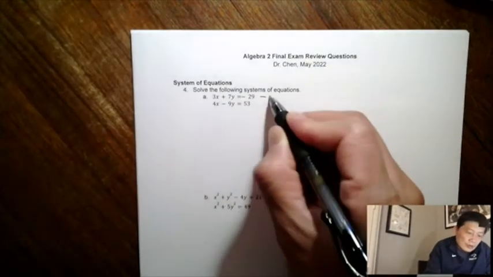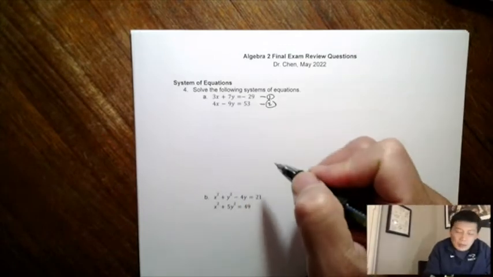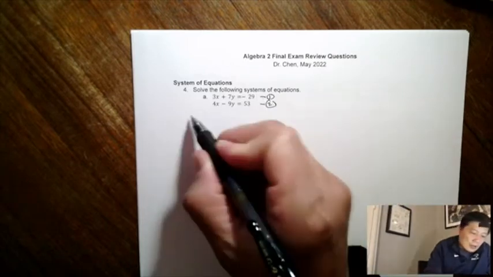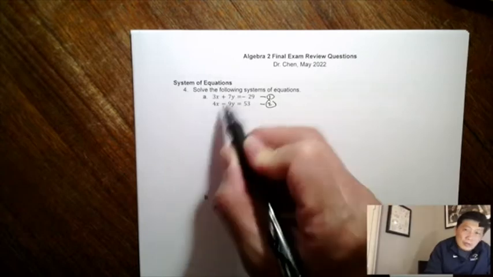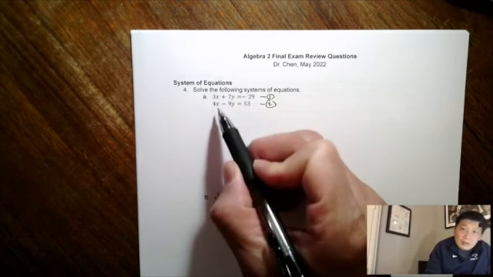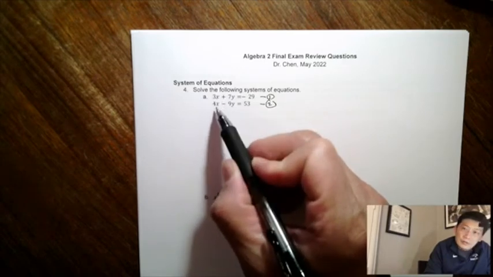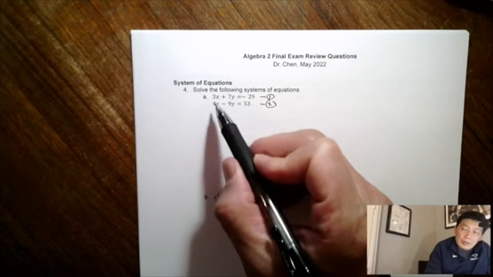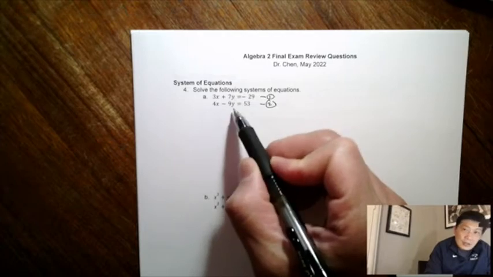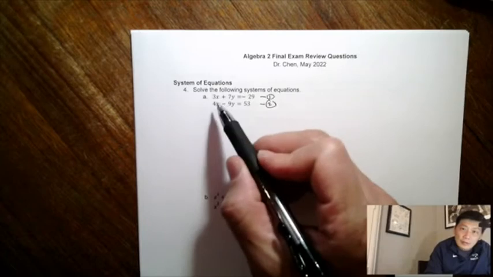I label this one as equation 1, equation 2. I labeled them easily so I can think of it more systematically. Right now I'm going to use a method of elimination. I want to get rid of x first because x has a 3 coefficient and a 4 coefficient, much easier to find the common factors, whereas for y you've got 7 and -9. So I chose to find common factors for the x.